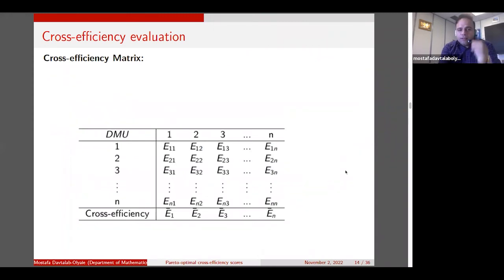Sexton proposed this matrix as a cross efficiency matrix. The elements of this matrix, for example the elements of column 1, indicate the efficiency of DMU 1 with the best weights of other DMUs, and by averaging the elements of column 1, we can get the final efficiency of DMU 1, the cross efficiency score of DMU 1, indicated as E bar 1 in the last row of the matrix.